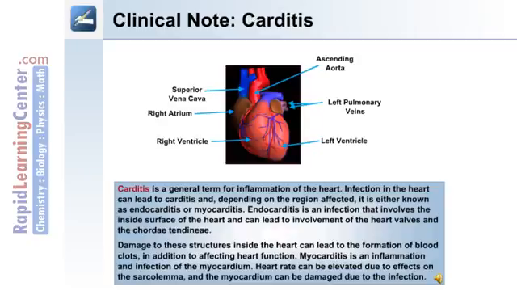Damage to these structures inside the heart can lead to the formation of blood clots in addition to affecting heart function. Myocarditis is an inflammation and infection of the myocardium. The heart rate can be elevated due to effects on the sarcolemma, and the myocardium itself can be damaged due to the infection.